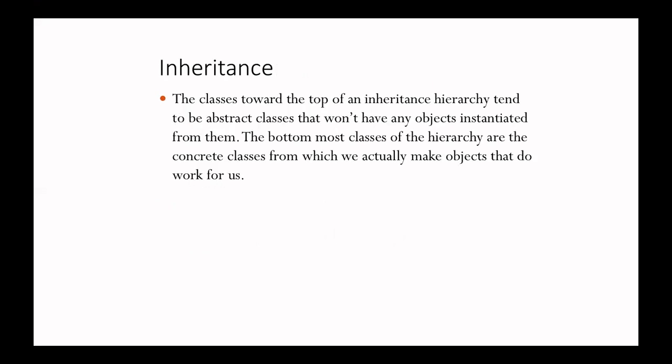Inheritance. The classes towards the top of an inheritance hierarchy tend to be abstract classes that wouldn't have any objects instantiated from them. The bottommost classes of the hierarchy are the concrete classes from which we actually make objects that do work for us.